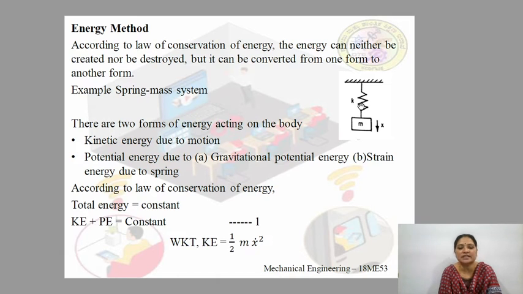Now, let us write the equations for kinetic energy and potential energy. According to the statement of the energy method, we know that the total energy is equal to constant. That is, the sum of kinetic energy and potential energy is equal to constant. So we can write it as kinetic energy plus potential energy is equal to constant. Let us call this equation number 1.